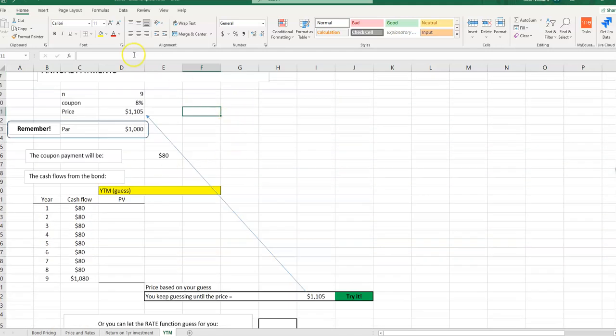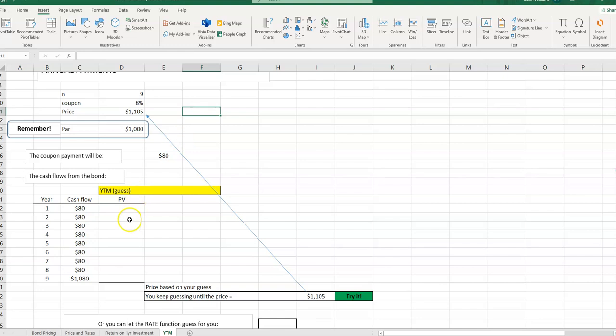Okay, so the yield to maturity is found, we literally find it this way. There's no way to solve for it mathematically directly. We have to do it by guessing, a trial and error solution. So what we do is we say, well, let's see, I think that's going to be about 7%. Right, so we put in a guess for yield to maturity, and then we find the price of the bond based on that guess.